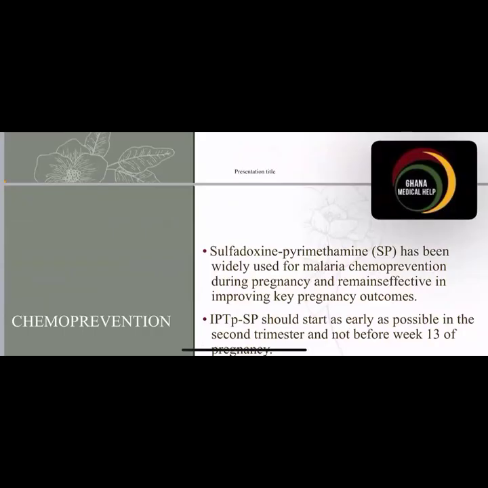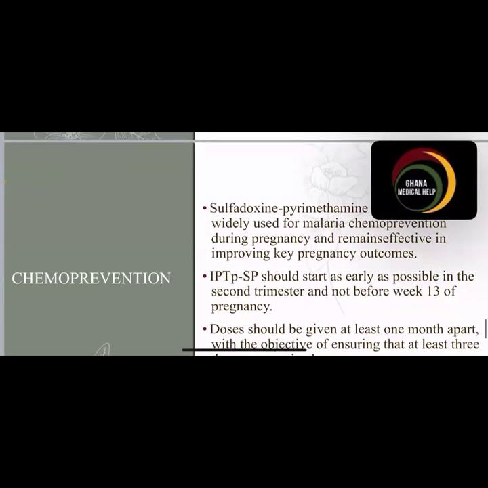The SP has been widely used for malaria chemoprevention during pregnancy, and it remains an effective way of improving key pregnancy outcomes. It should start as early as possible in the second trimester, and not before 13 weeks of pregnancy. Again, this is due to the side effects of sulfur-based medicines. That's why, like I said, the teratogenic effect is one of them. So that's why they preferred that it be given in the second trimester onwards, just like the artemether I was talking about.